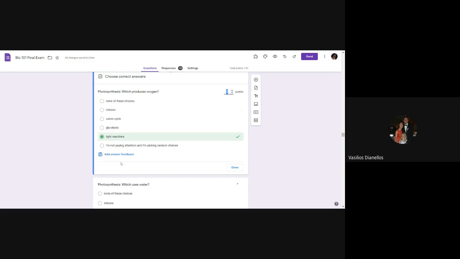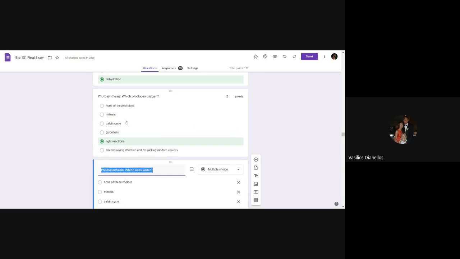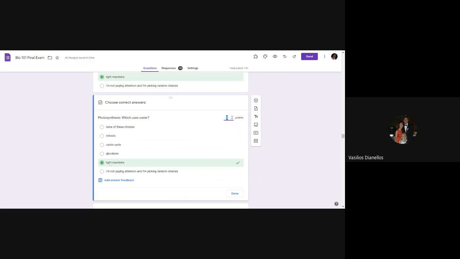But hey, here's where people got a lot of extra points. As long as you chose something that had to do with photosynthesis, you at least got partial credit. So full credit for light reactions, half credit for Calvin cycle, and zero credit for anything else, because anything else has nothing to do with photosynthesis. Same with here. Which uses water? Well, I just discussed it, because the water gives up the electrons, and that's the thing that produces the oxygen. But the answer is light reactions. And again, partial credit for Calvin cycle, zero credit for anything else.